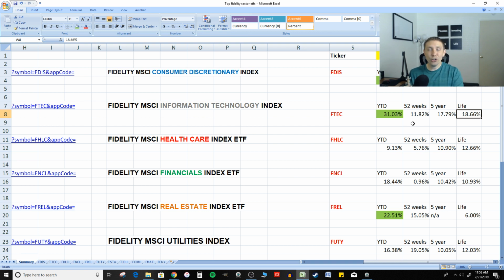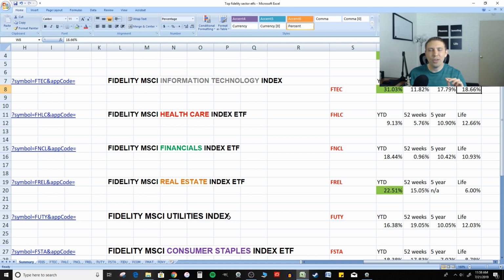If you're looking for income, I would definitely look at the real estate index ETF. If you're looking for income, I would also look at the financials index ETF. Usually those sectors offer higher yields. You might also find decent yields within the utilities index.